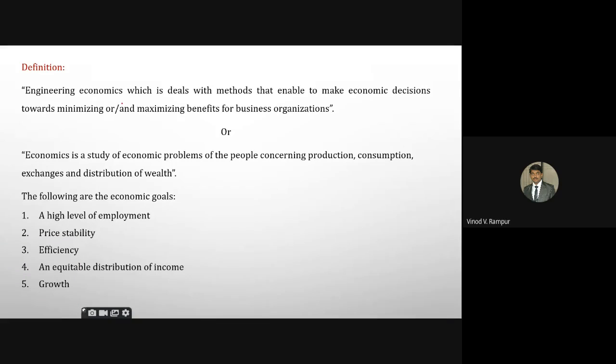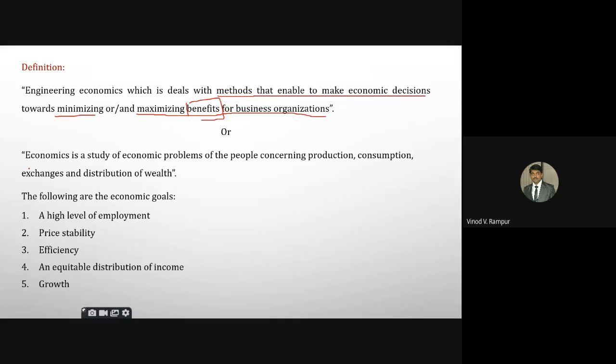Engineering economics deals with the methods that enable us to make economic decisions. See, whenever I'm going to manufacture any product, first I'm going to think what is the raw material, where is the raw material available, and how much raw material is available for what cost. Okay, we have to take decisions which can minimize cost or maximize the benefit of the business organization. Say whenever you are going to manufacture a low cost product, but when you are purchasing raw material which is high cost, then it cannot withstand. We cannot get the profit. This is the benefit for the business organization. That is very, very important.